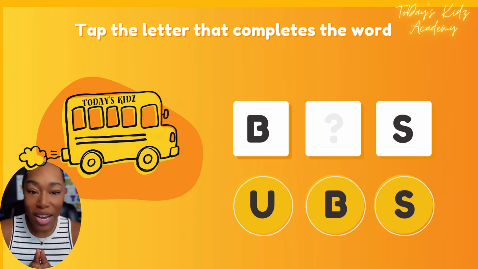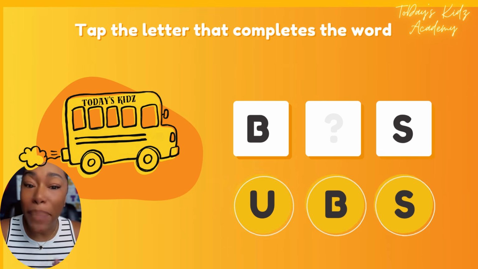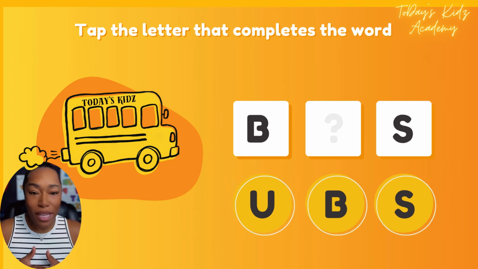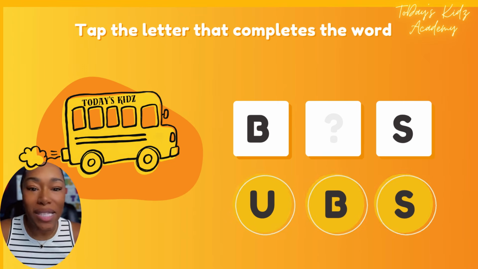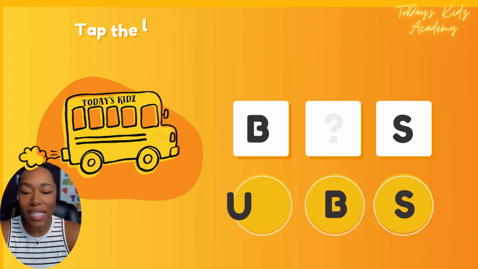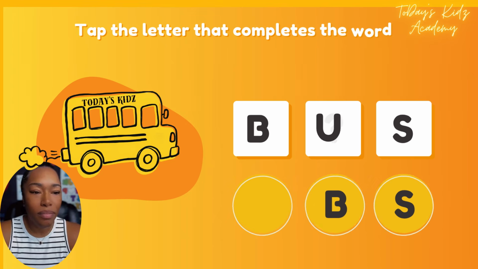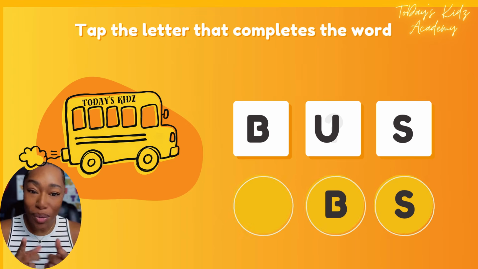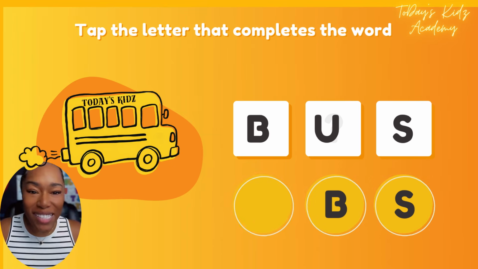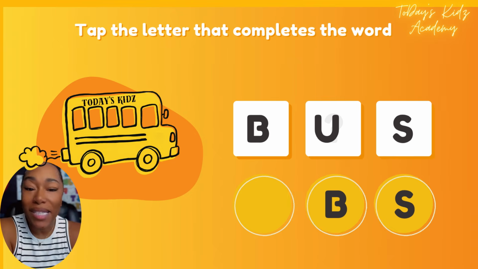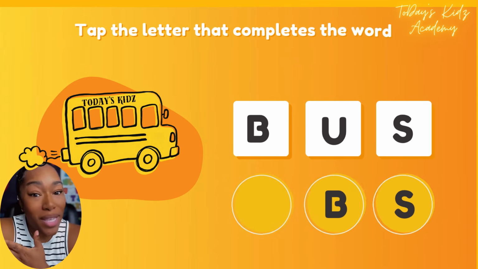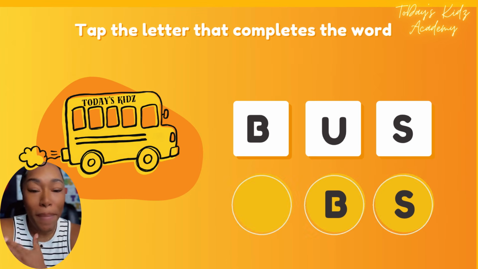Tap the screen if you know the missing letter in bus. Bus. Tap the screen if you know the missing letter in bus. Let's see. Did you pick the letter U? Fantastic! That was the missing letter in bus. Now, let's spell bus together. B-U-S.